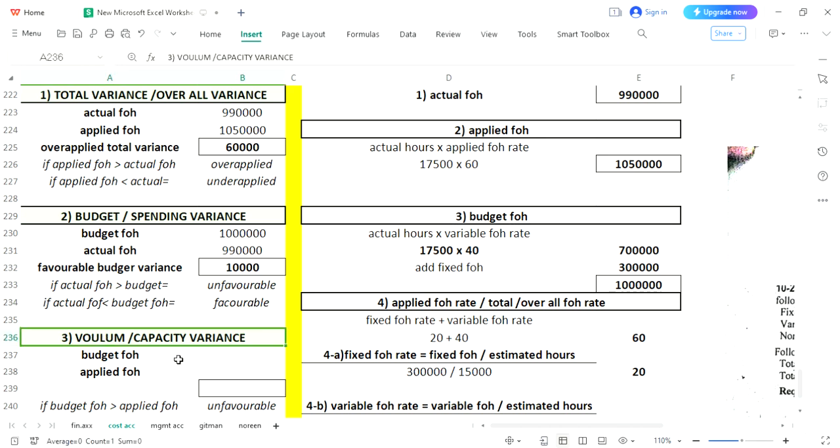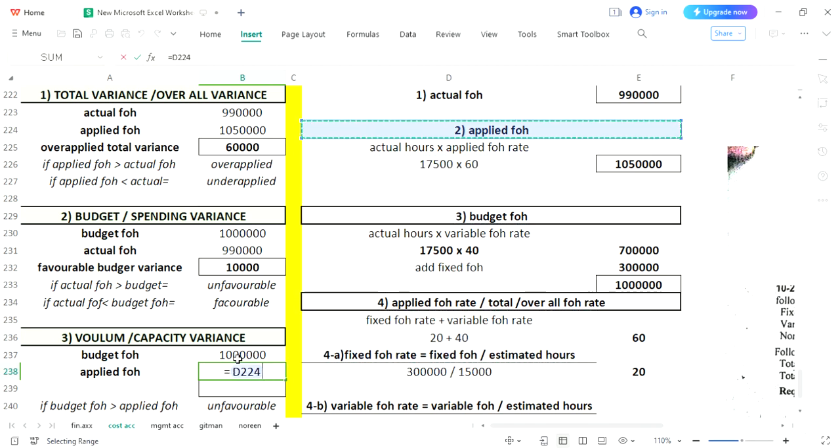Capacity variance. For that you need to have budget FH first. Come over here. This is your budget FH. How much you have calculated is 1 million. Put 1 million over here, and then you need applied FH. Go to the second part of the right page. Applied FH you have calculated, and how much? That is 1,050,000. That means 10,50,000.